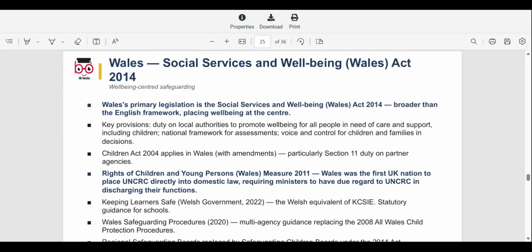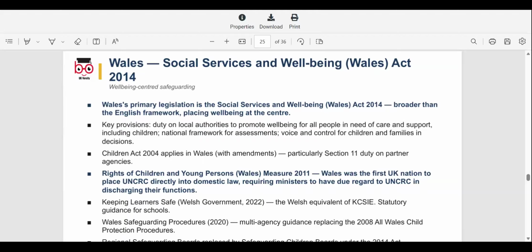The next one is Wales, which has the Social Services and Wellbeing (Wales) Act, which was passed by the Welsh Government, and it changes how social care works for adults, children, and carers in Wales.